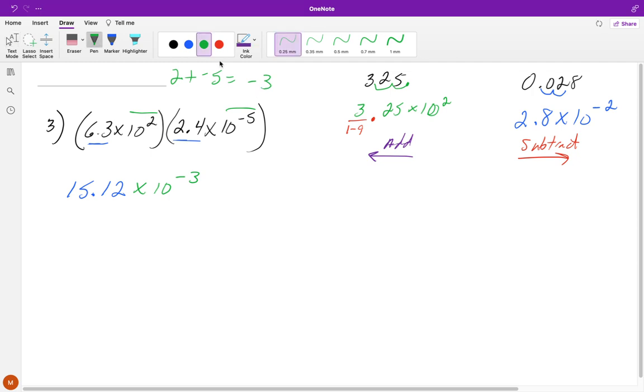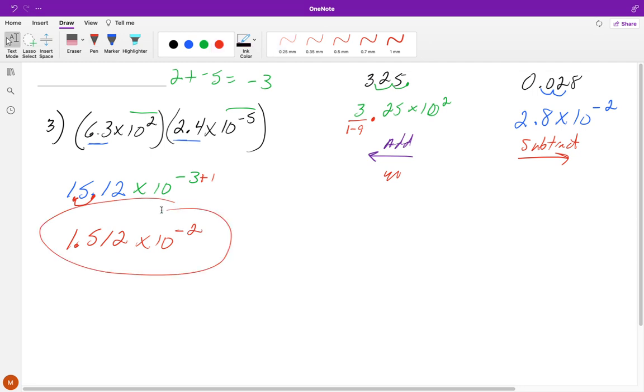Then we just need to look and say, okay, is our answer in scientific notation? It is not. So we need to move this one spot to the left, 1.512 times 10. And when we move to the left, we add. So when we add 1 to negative 3, it becomes to the negative 2 power. Now, I'm not explaining why when we move to the left we add, or why when we move to the right we subtract. That is something you should have learned before.